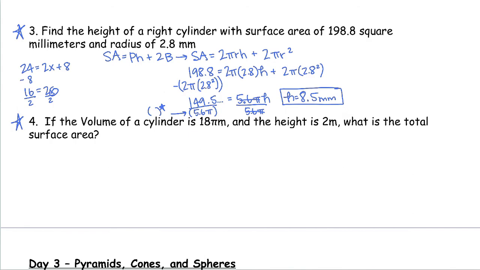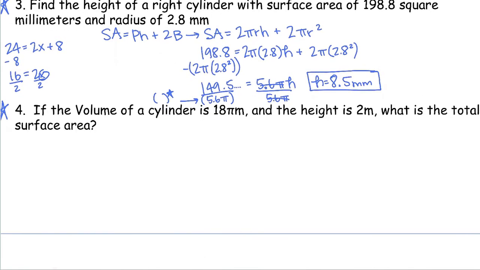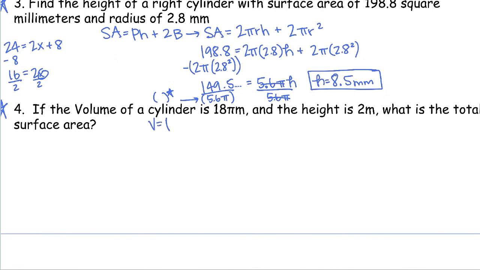If the volume of a cylinder is 18π meters and the height is 2, what is the total surface area? So anything having to deal with a circle, the key to unlocking it is the radius. So if I know the volume is area of the base times the height between the bases, which is πr squared h. And I know my volume is 18π, πr squared, and the height is 2. So what I want to do is divide by 2π.